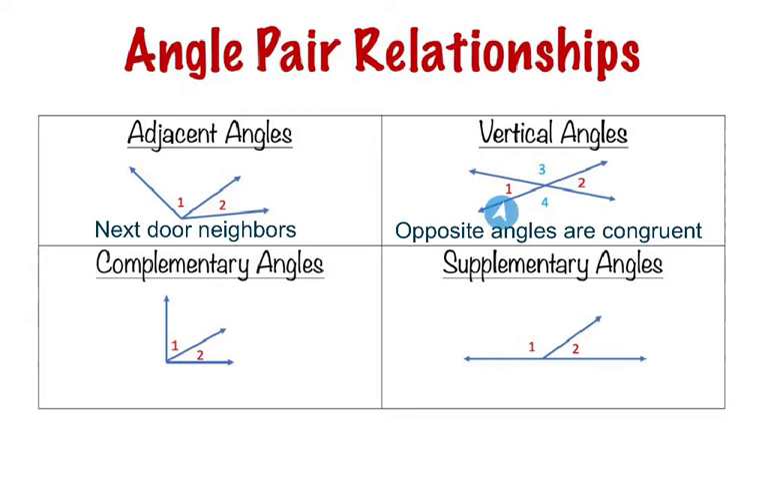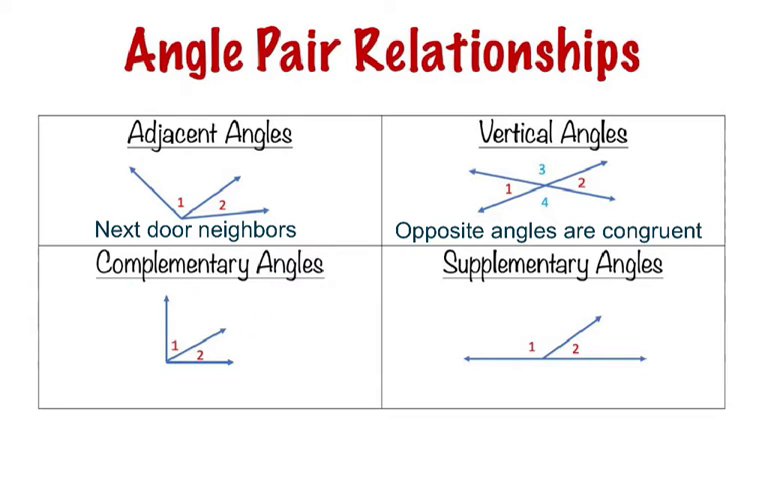If angle 1 measured 30 degrees, angle 2 would measure 30 degrees. If angle 3 measured 150, guess what? Angle 4 would measure 150. Vertical angles are congruent. So if they're opposite each other, they are the same. Let's look at another angle pair relationship that you need to know.